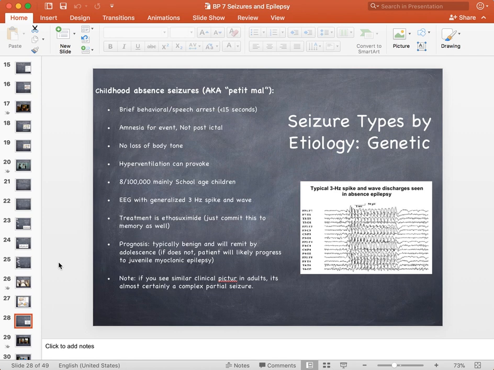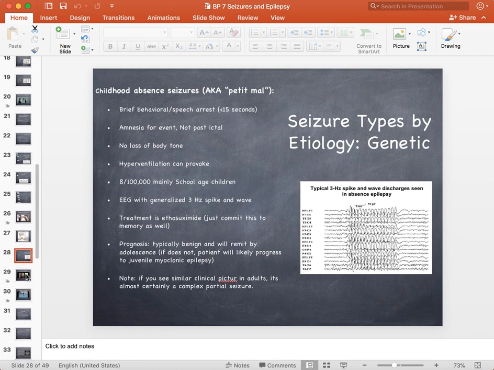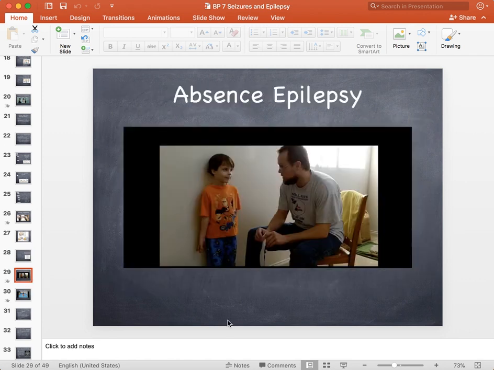The other thing is to remind you, if something looks like absence seizures, but that patient is an adolescent or an adult, you're almost certainly dealing with a complex partial. Adolescence is childhood. So the young lady we saw in the video before with the more prolonged staring spells, that is a complex partial seizure as opposed to an absence, which is a generalized seizure.